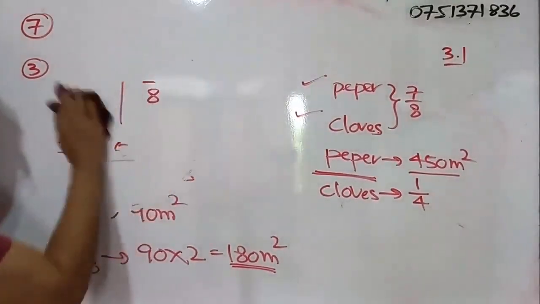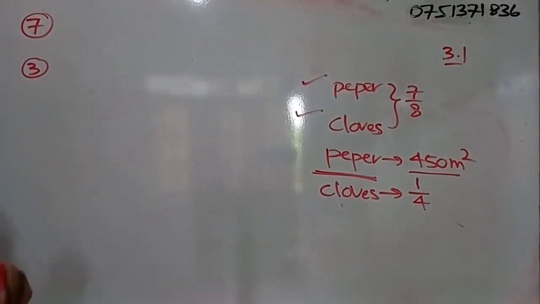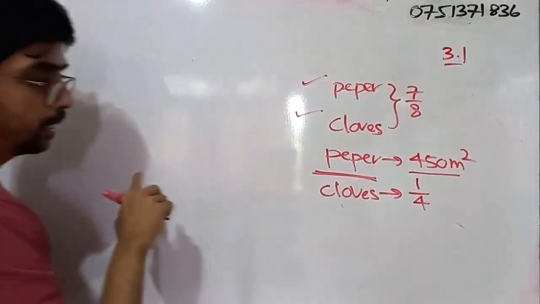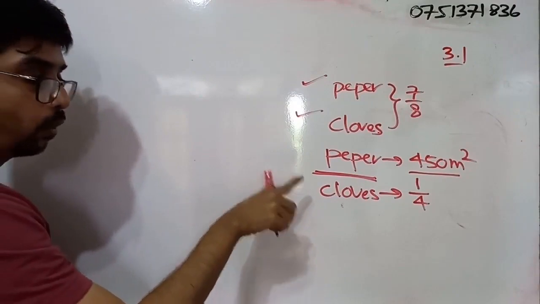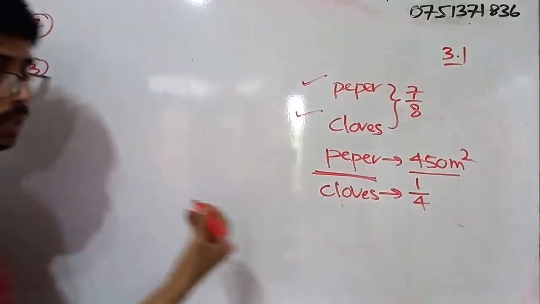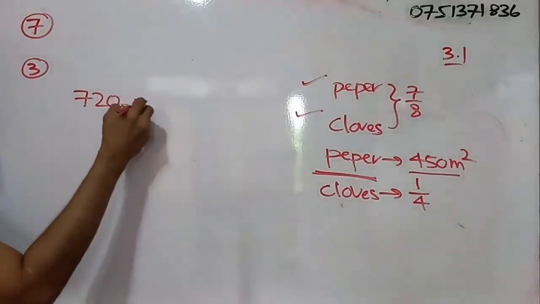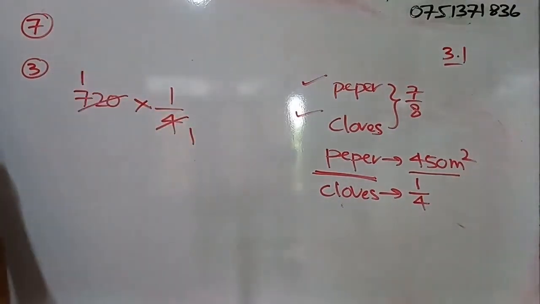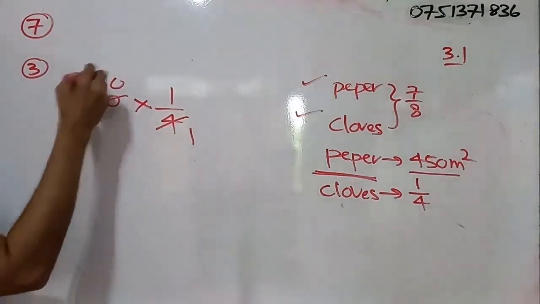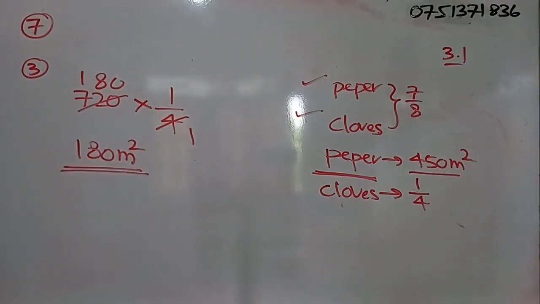So there's another way of getting the answer regarding the third part. In the question, it says that the amount of land cultivated with only cloves is 1/4. So we know the total amount of land now. That is 720 square meters. So we have to calculate 1/4 of this. 4 times 1, and for 720, 4 times 180. So we get 180 square meters. So that is another way of getting the same answer.